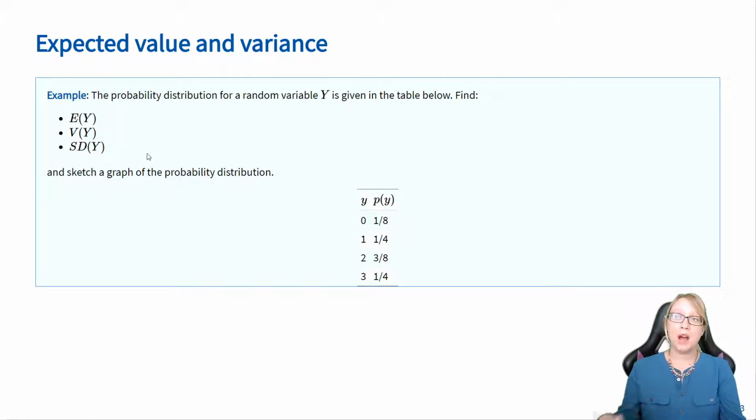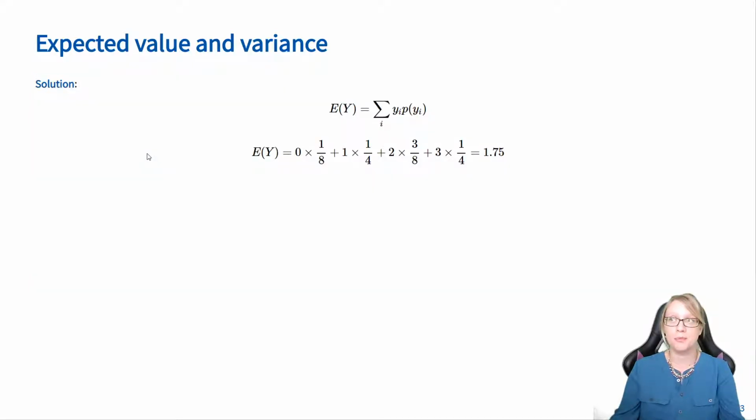So we have a probability distribution for a random variable given below. We've got 4 possible values for our random variable y, with corresponding probabilities. Here's what we'd like to do. We'd like to find the expected value, the variance, and the standard deviation, as well as graphing this distribution.